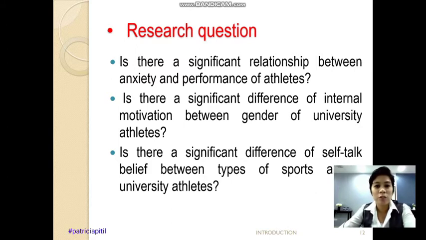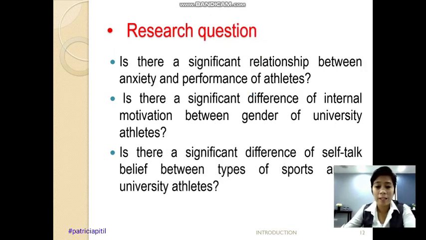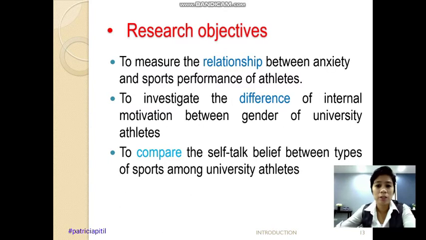Do individual sports athletes have greater belief, or do team sports athletes have greater belief in self-talk? Okay, it's very direct. The IV and DV are clearly stated here. So now, when you turn to the research objective, write it in line with the research question just now.